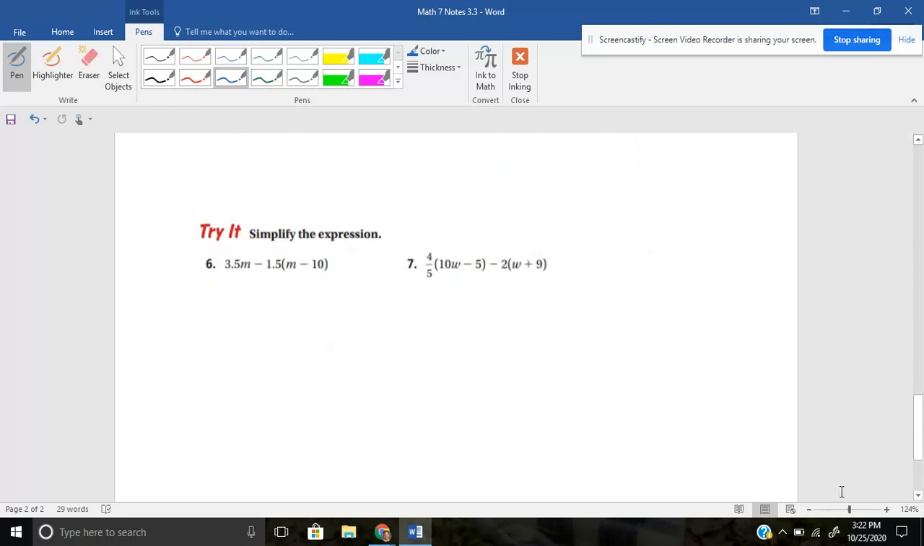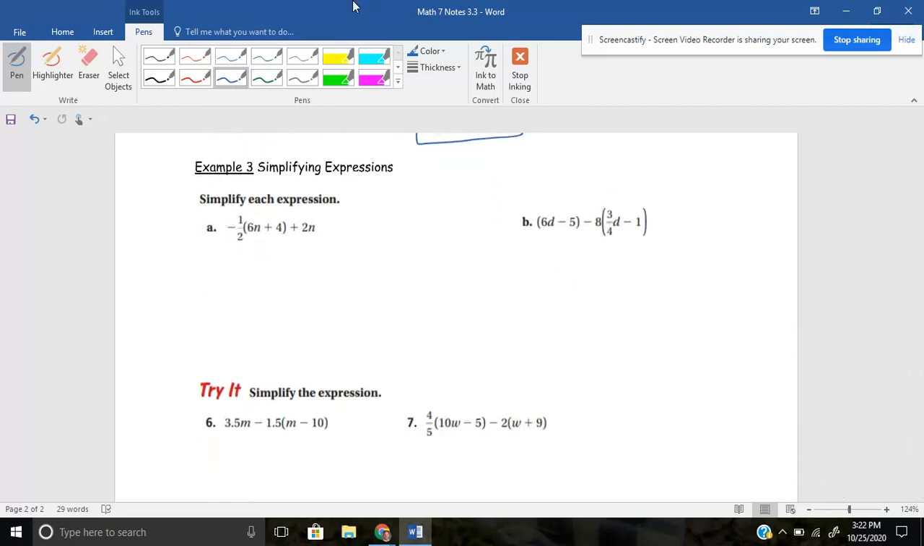They get just a little bit trickier, where we combine what we just learned with the distributive property to what we learned last section with adding and subtracting expressions. Okay, so these look like doozies, but just take it one step at a time, and I got a feeling you're going to catch on. So for letter A here, I've got negative 1/2 times 6n plus 4. And then notice the plus 2n comes after that. So I don't distribute it if it's not in the parentheses.